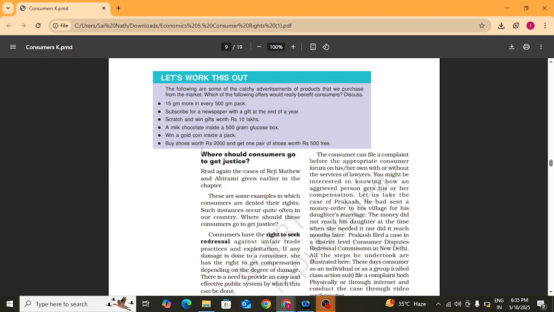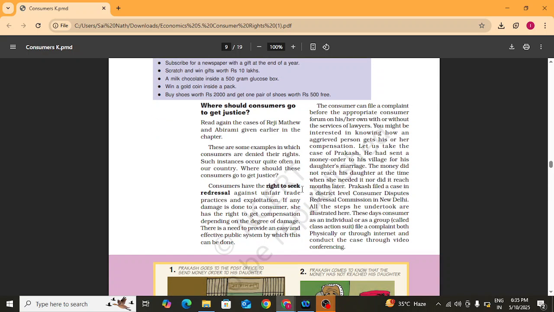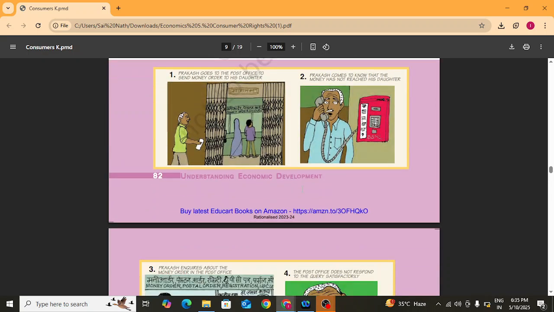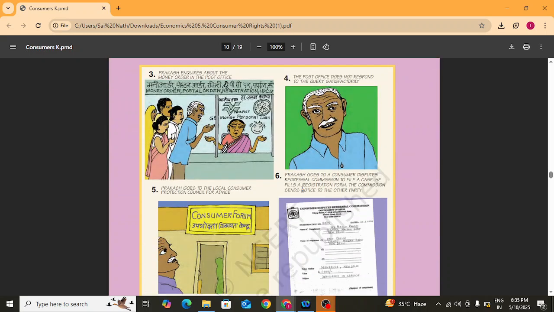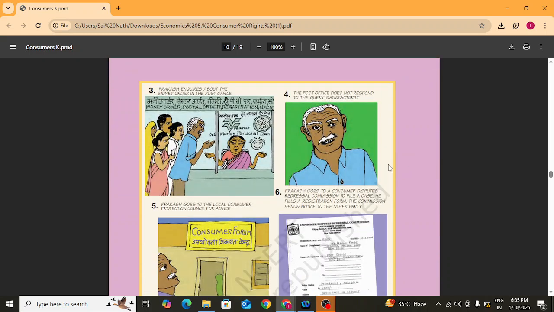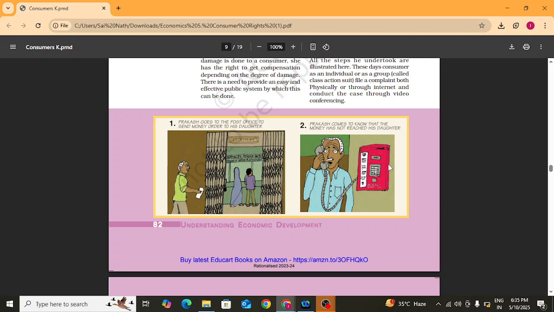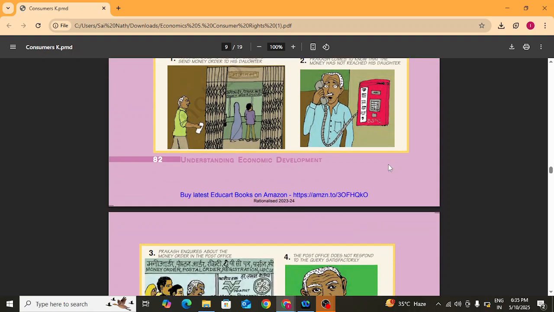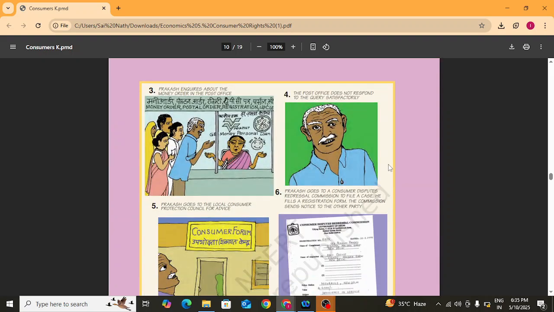Where should consumers go to get justice? We have the right to seek redressal. Basically, we can fight against all the injustice or all our rights that have been hampered and go to court. There are specific consumer courts that we can appeal to. Here is the process. This case study and caricatures are telling about the process which one has to go through to file a complaint.